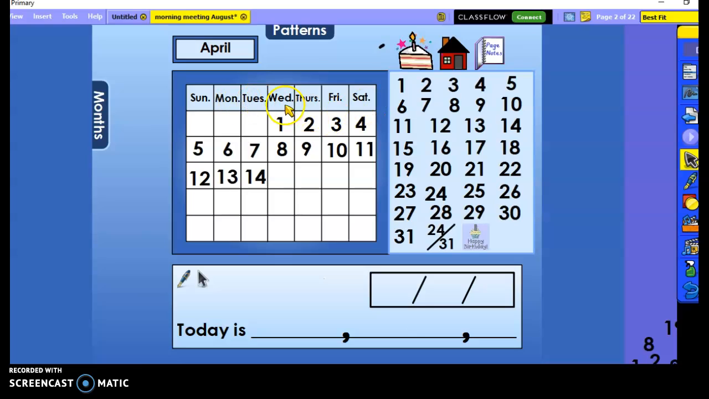Excellent. So we know it is Wednesday, April. After 14 is 15. So April 15th. So today it is Wednesday, April 15th, 2020.